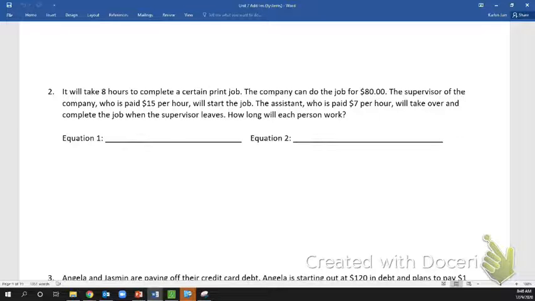So again, the first thing you want to do is look for any totals they may give you, even if they don't use the word totals. So they're going to work a total of 8 hours, and it is going to cost a total of $80. So one of our equations will equal 8, and the other equation will equal 80. Now again, use the labels to help you figure out the rest of the equations. So 8 was the hours, and 80 here was money.